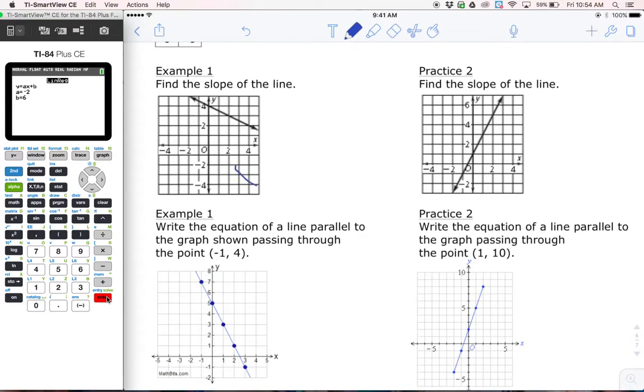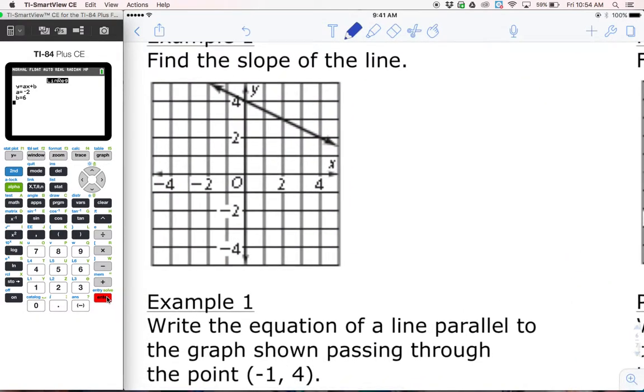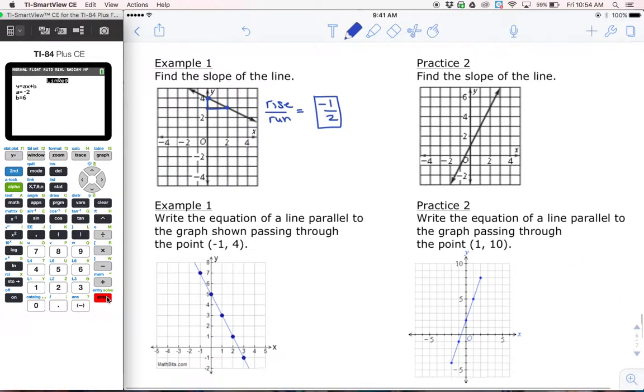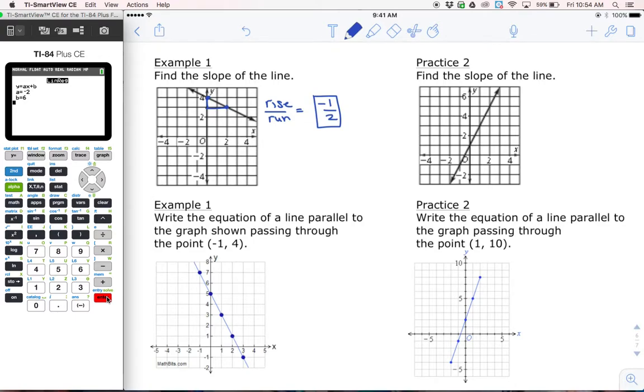All right, find the slope of the line. This should be quick and easy, hopefully. Just find 2 good points that you like. I like this one and this one. Remember, slope is rise over run. So I'm going to go down 1, so I'm going to put a negative 1, and right 2. That is my slope, negative 1 over 2. Answer your next question in Edpuzzle.